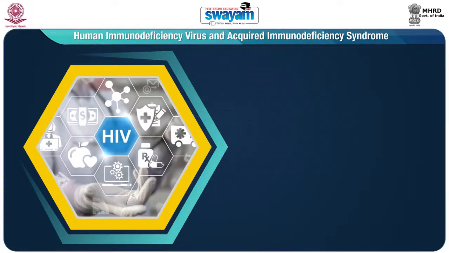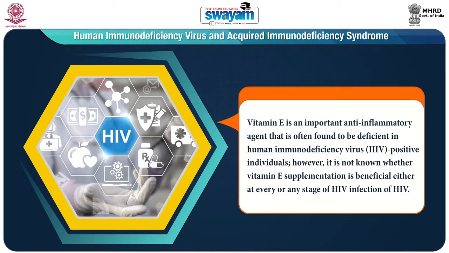Now, human immunodeficiency virus and acquired immunodeficiency syndrome and the role of vitamin E. Vitamin E is an important anti-inflammatory agent that is often found to be deficient in human immunodeficiency virus, that is HIV positive individuals. However, it is not known whether vitamin E supplementation is beneficial either at every or any stage of HIV infection of HIV patients.